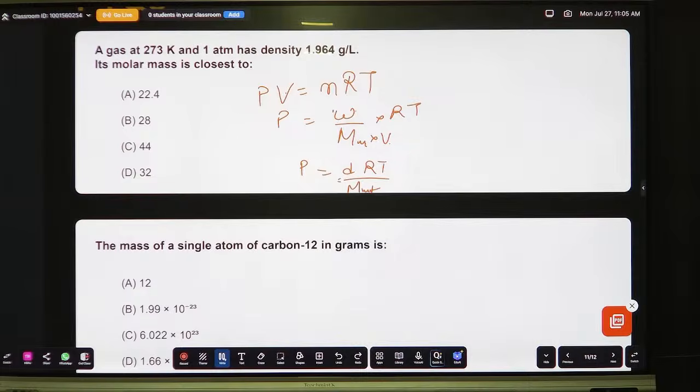Right. Vapor density has no unit because it is relative to hydrogen. It is different. This is just density, not vapor density. 44 is the answer.